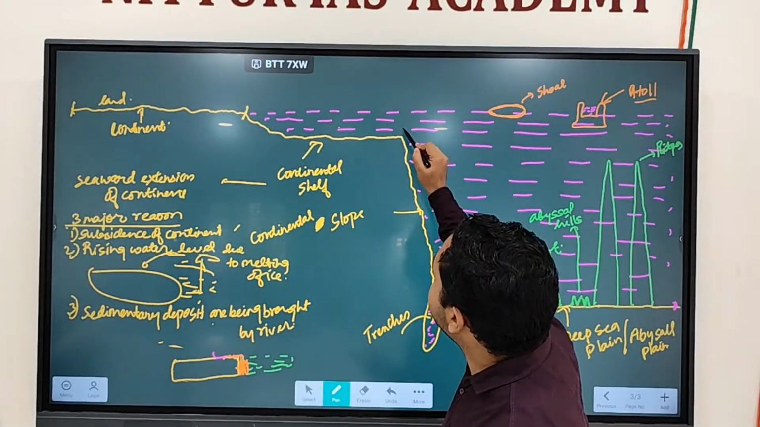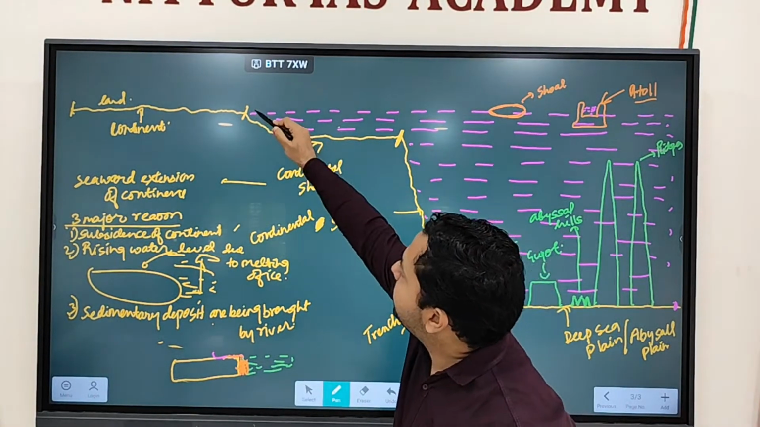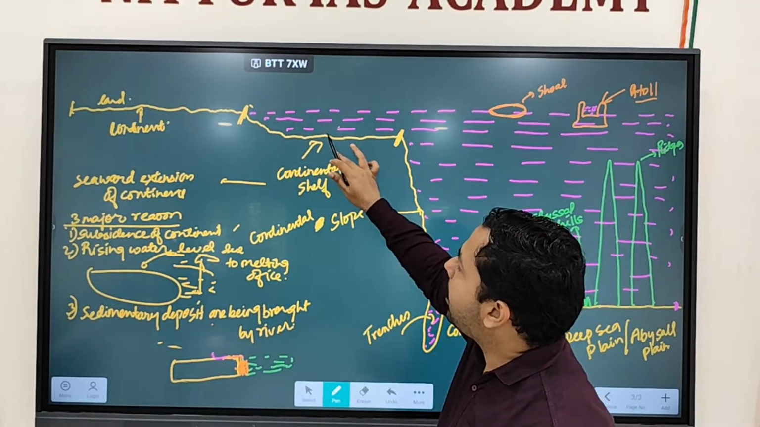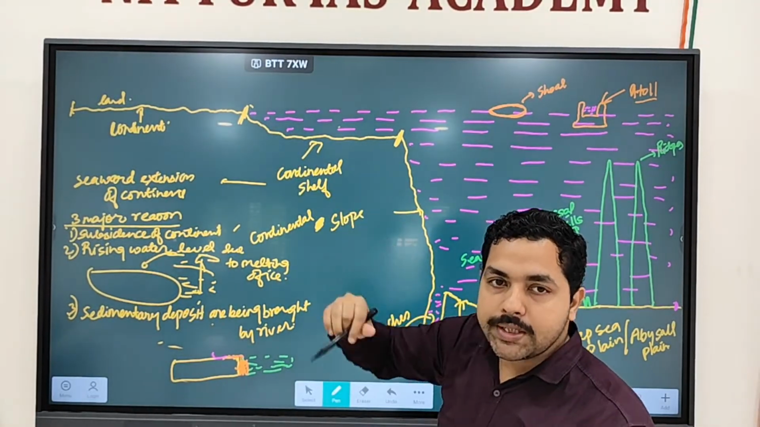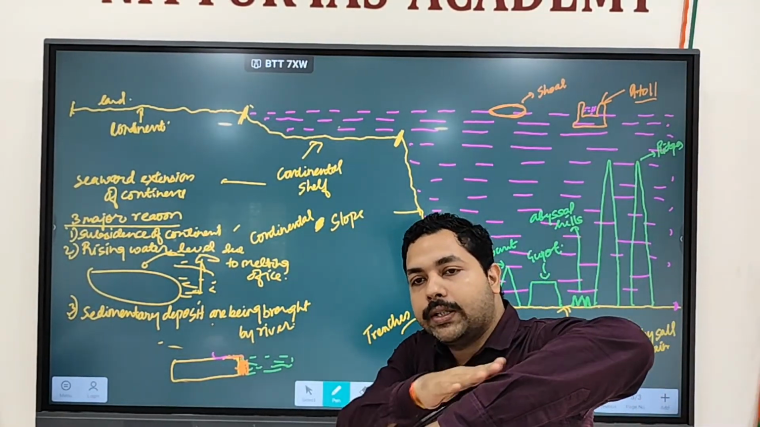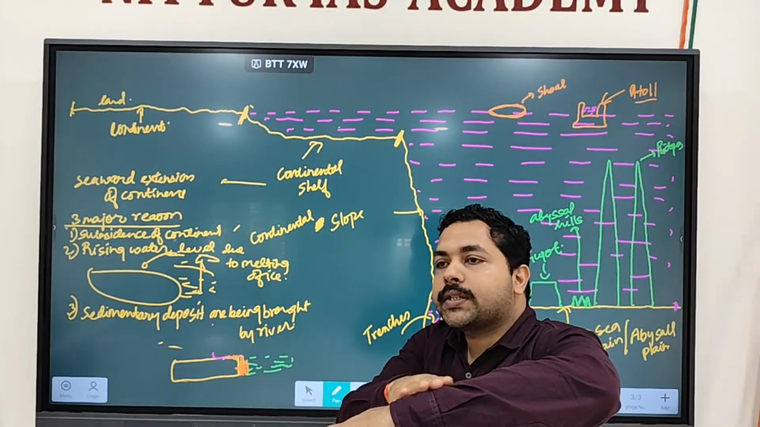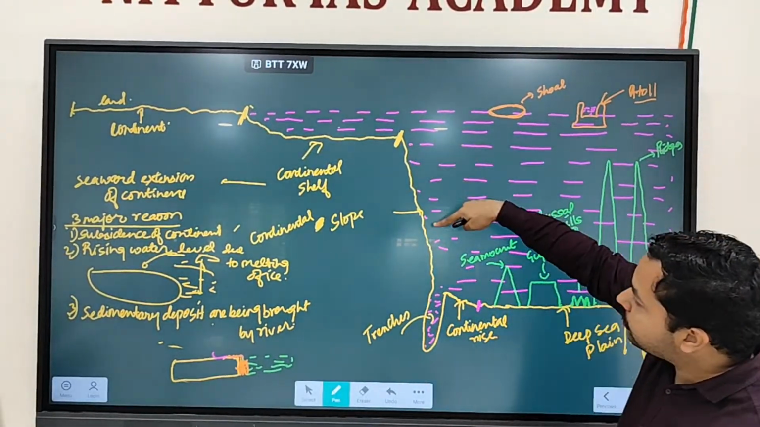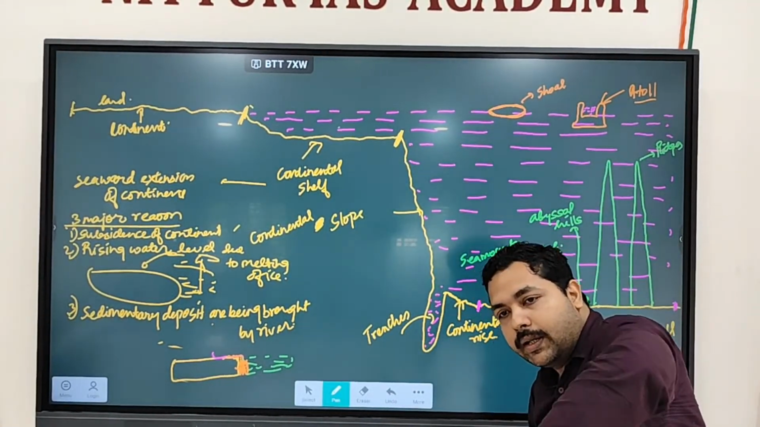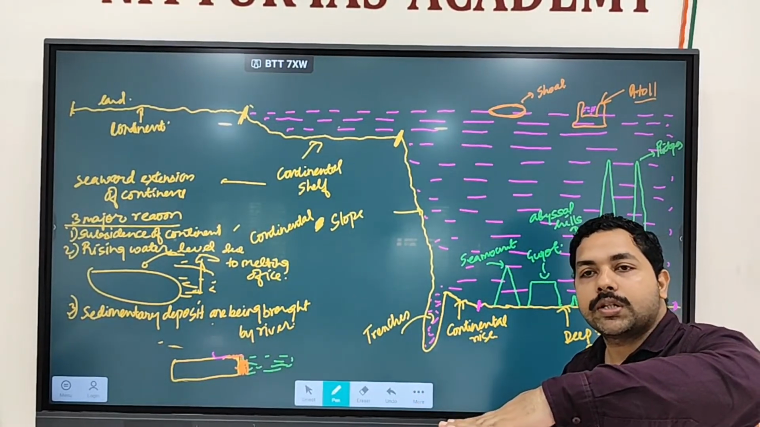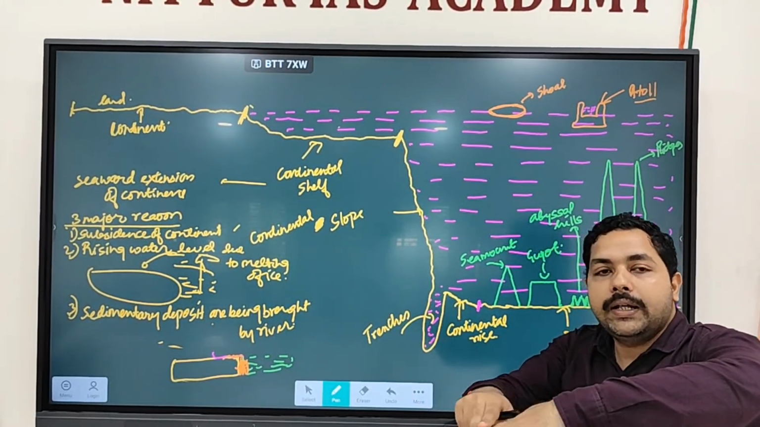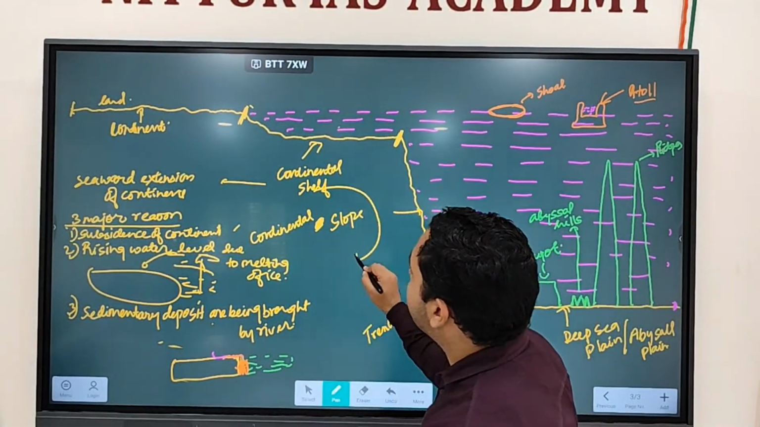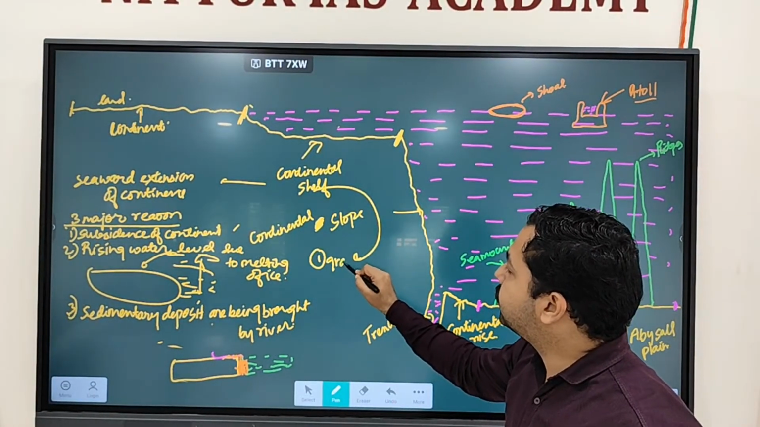Clear? Now if you see from this point to this point, when continental shelves are there, the slopes are not very steep. It is going like this, not like this. So the slope is gradual in nature. When you see the continental slope, here the slope is like this. But when you see the continental shelf, the slopes are slightly gradual in nature. It is not very steep. So the continental shelf has gradual slopes.